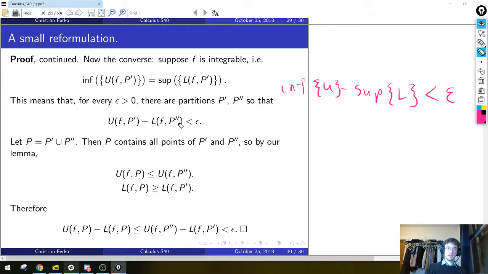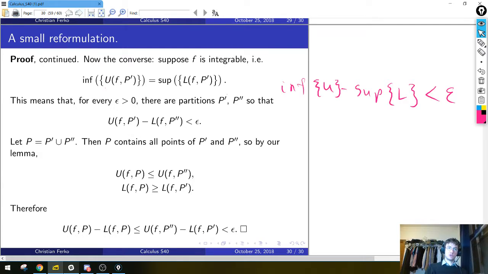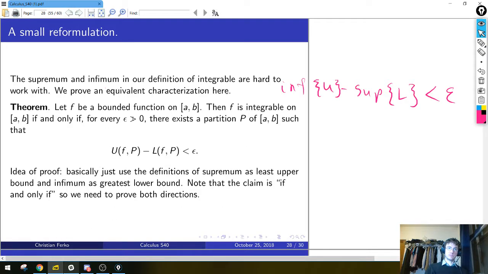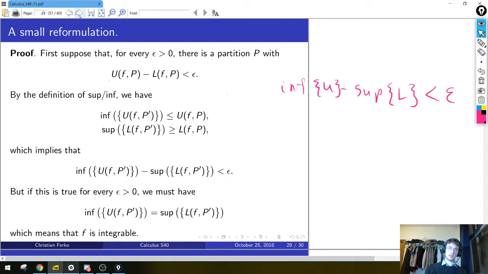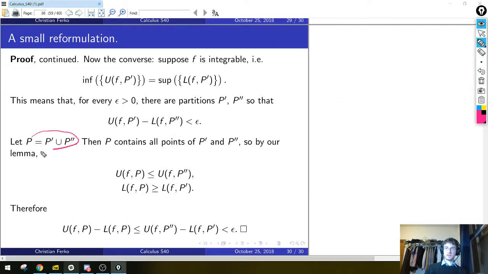Now, the thing that I wanted to show to complete the second half of the proof was not that there exist two partitions, P prime and P double prime, with this property. We need to show that for every epsilon there's one partition with the property that the upper sum in that partition minus the lower sum in that partition is less than epsilon. But okay, that's not hard. We just need to take these two partitions and convert them into one partition. And there's a very simple way to do that. You just take the union.